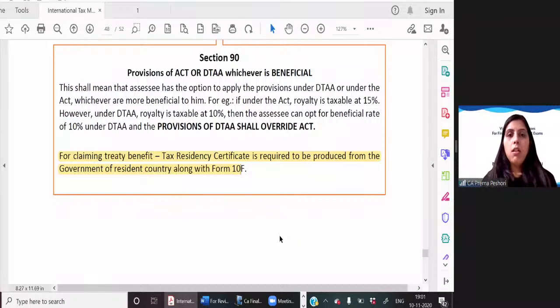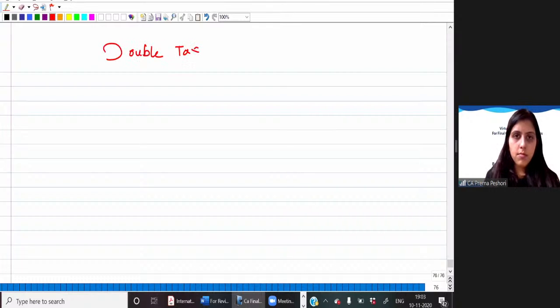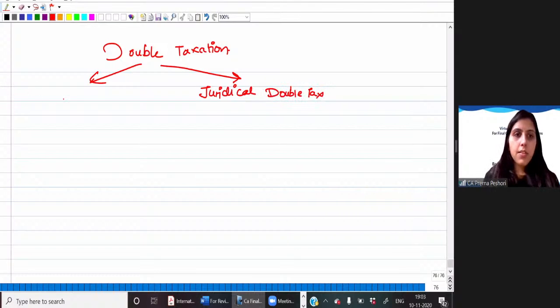Okay. Now, what exactly is the concept of double taxation? Let's understand it through a chart. There are two kinds of double taxation. One is juridical double taxation and the other is economic double taxation.